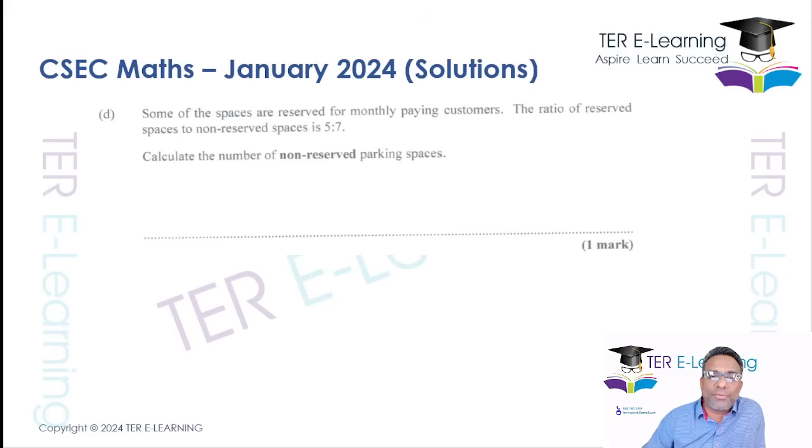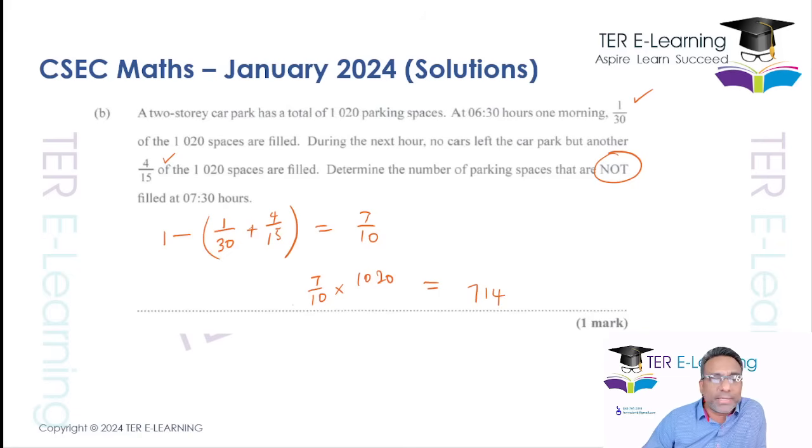The next part here, some of the spaces are reserved for monthly paying customers. The ratio of reserved to non-reserved is 5:7. So reserved to non-reserved is in a ratio of 5:7. Now, what we want to calculate is the number of non-reserved. Now, remember the total number of spaces that we have is 1020. Let's go back here. Yeah, 1020.